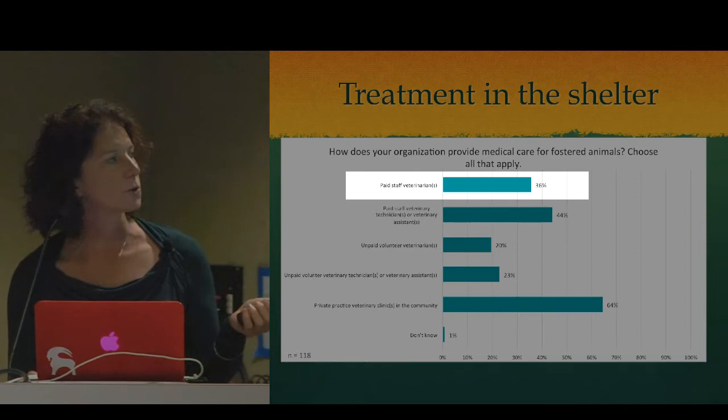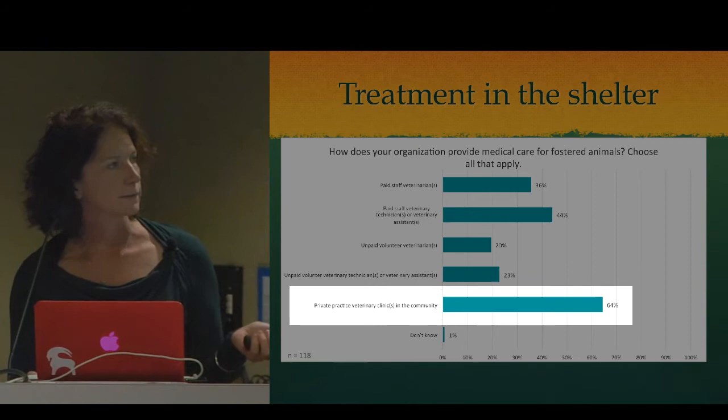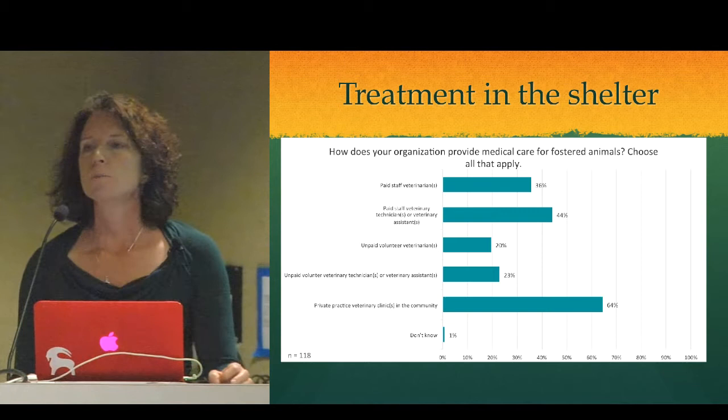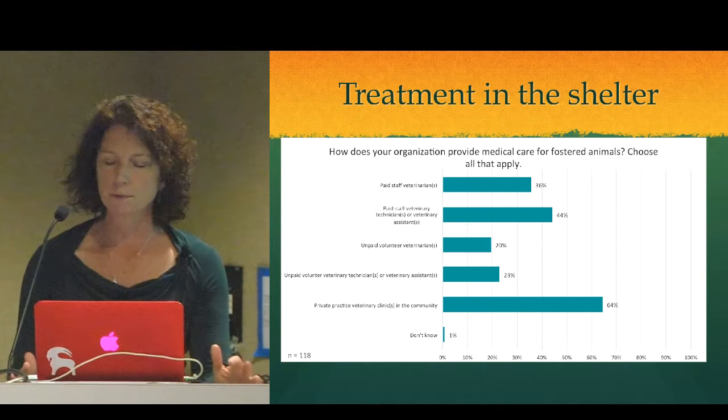64% of them were using private practices. And obviously, this doesn't all add up because there are all these other categories, so it's a little bit of a mix. But it's my slide to remember to say that if you're going to treat something as severe as pneumonia or some of these fading cases, you really want to do it to a standard of care that recognizes their welfare.